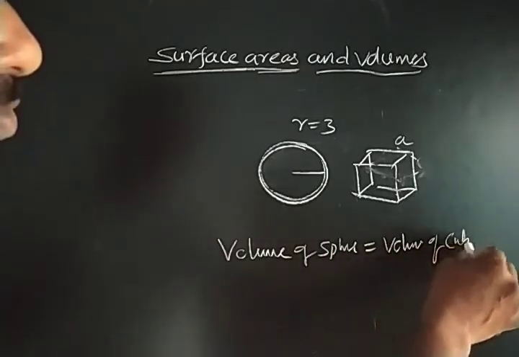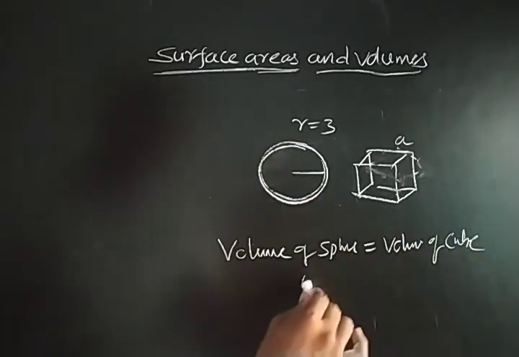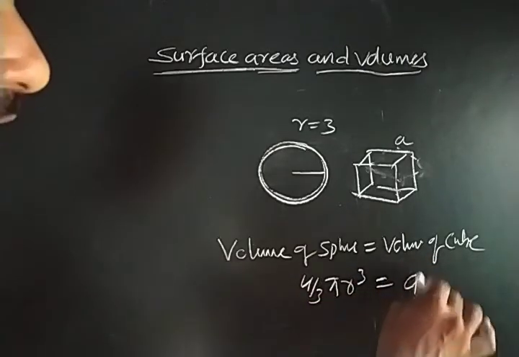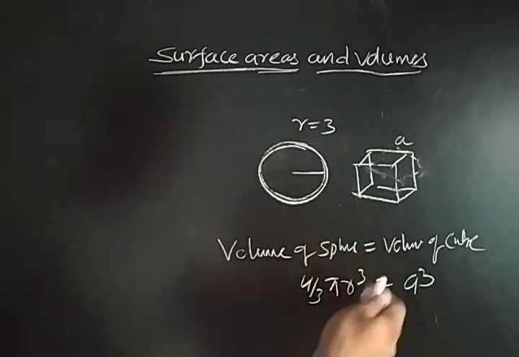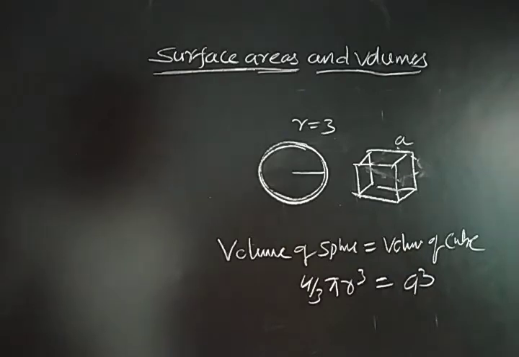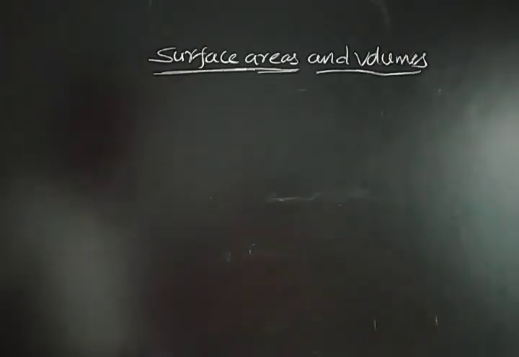By using this formula, volume of sphere is what? 4 by 3 pi r cube. And volume of cube is what? a cube. Here a is unknown but r is known. By substituting here, you will get some value. By sending the cube to the left hand side, you will get the edge of the cube. So this type of problems are also there in surface areas and volumes.